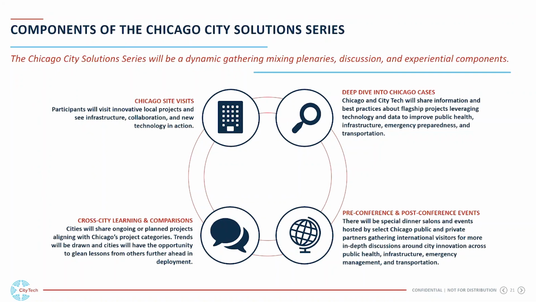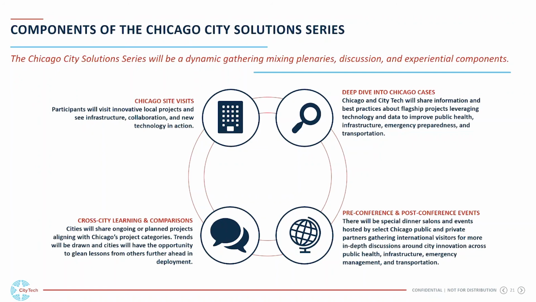So how will the conference work? As we mentioned, we will be inviting 80 to 100 participants from cities around the world. And the conference will again focus on how cities can learn from the technology that Chicago has implemented, but there'll also be an opportunity for other cities to present their learnings in the 4 areas that I just mentioned as well. So the conference will have at least 4 core components. So first and foremost, a deep dive into Chicago technology cases.